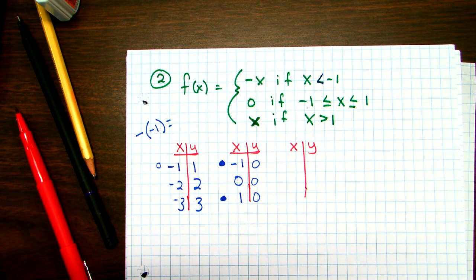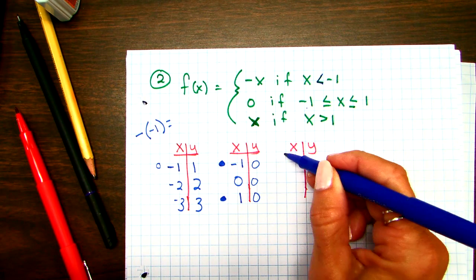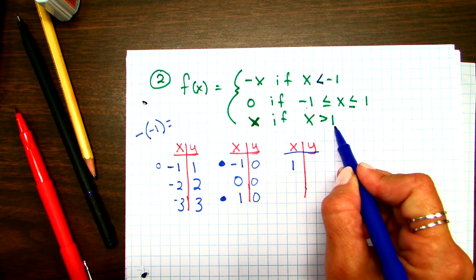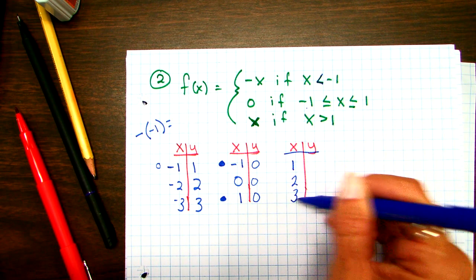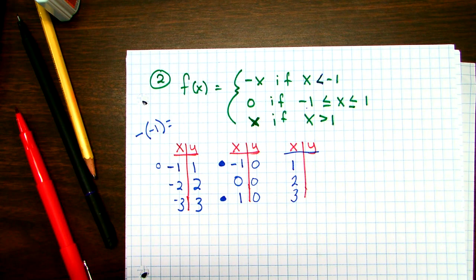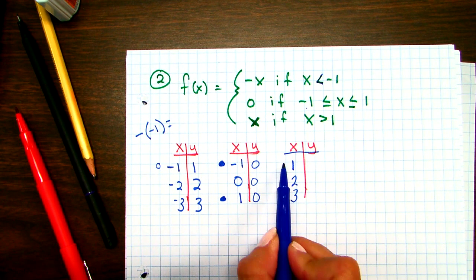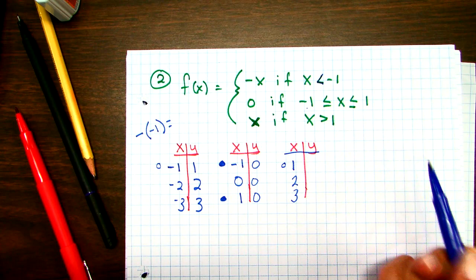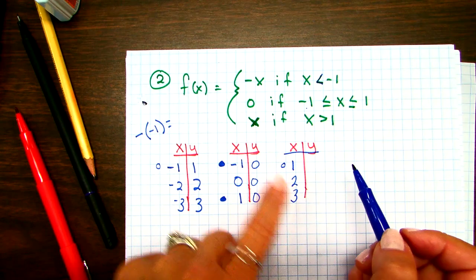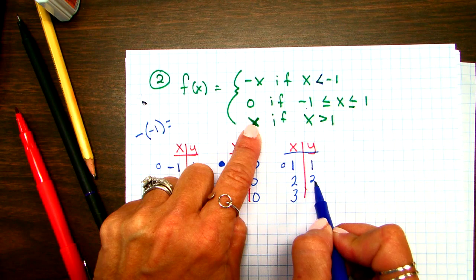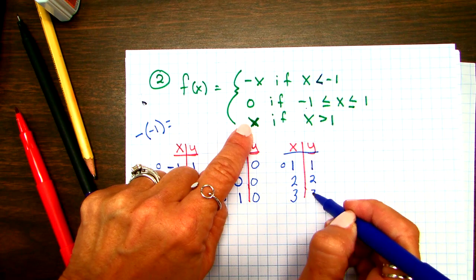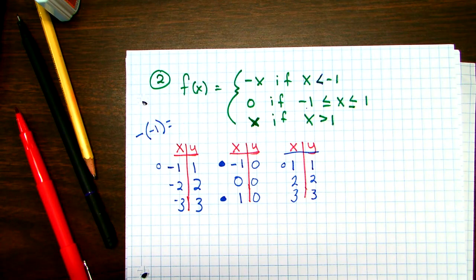And the last one, again, we always look over here to see what to start with. And there's a 1 there. And we want numbers, x's, that are greater than 1. So 2 and 3 look good to me. Open circle on that 1, right, because there's no equal to sign. And when I plug a 1 in for x, I get 1. When I plug a 2 in for x, I get 2. When I plug a 3 in for x, I get 3. And so on.